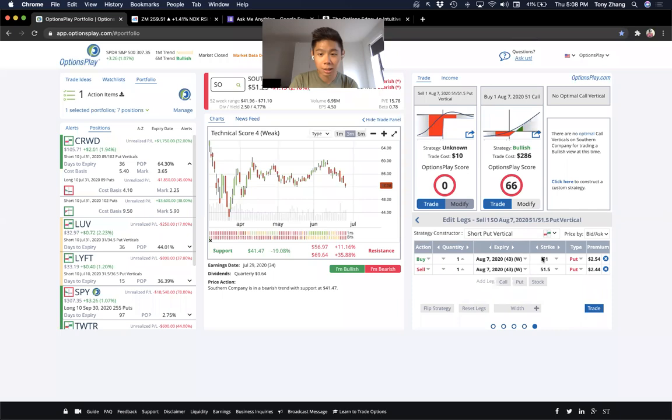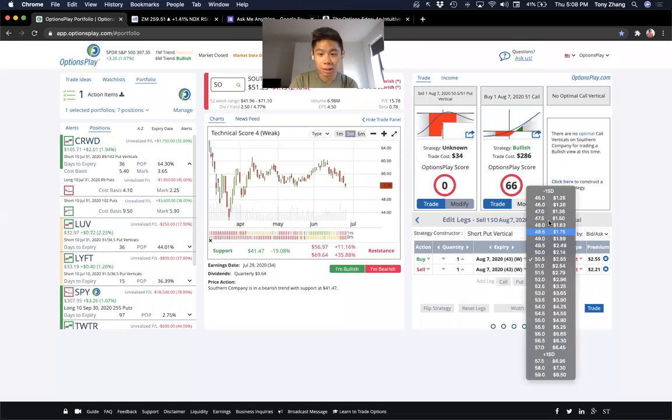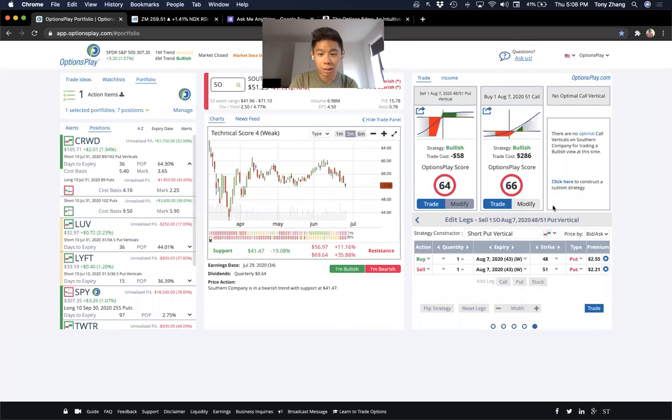But I will say on a name like this, I don't think you will be able to find a good one. So let's say I sell a 51/48, which is $3 wide. If I do that, I'm collecting 99 cents, which is one third of the width. So that's the bare minimum I'm looking for. Not a particularly attractive trade in my opinion. So not my first choice.